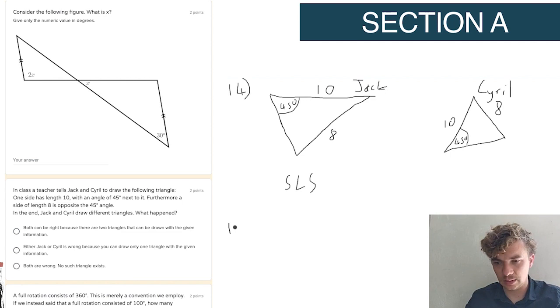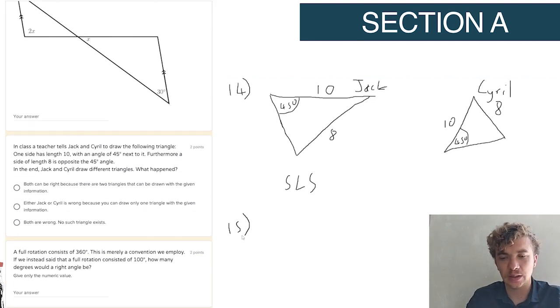And then the last question would be question 15. A full rotation consists of 360 degrees. Okay, this you know, right? You know that, say this is a point, a full rotation around a point is 360 degrees. Have you ever wondered why? And then the answer is that it's merely a convention we employ.